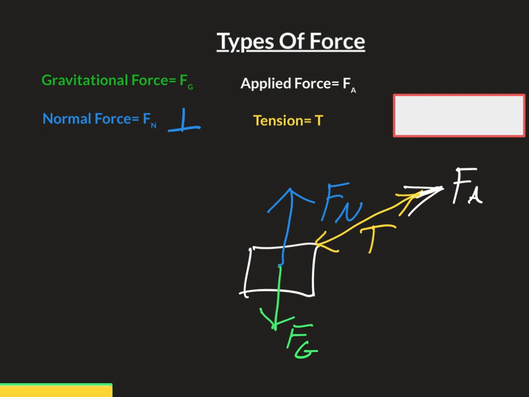We can say that it's in either direction of the rope. It has to have an equal amount in the opposite direction going on, unless the rope snaps, of course. Now, if I'm applying a force here, this is going to cause the box to move, right? Newton's first law: an unbalanced force is going to cause motion, even if it was at rest.